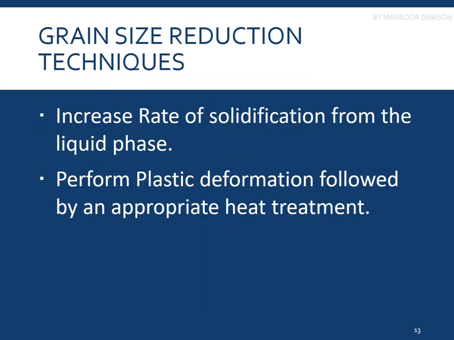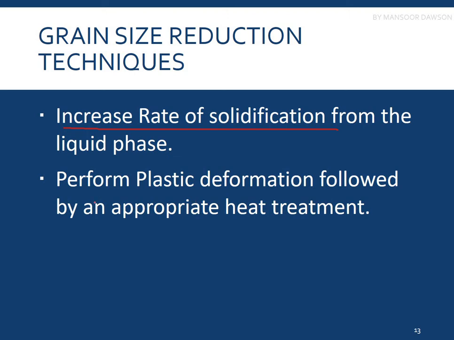So the other method is grain size reduction techniques. If we want to reduce the grain sizes, we'll choose the solidification pattern accordingly. We'll be increasing the rate of solidification from the liquid phase. What I mean to say is, if we are casting from the liquid state to a solid state, we'll be directly reducing the temperature to a very low one. Since the rate of solidification would be increased, the small grains or the fine grains would be produced.